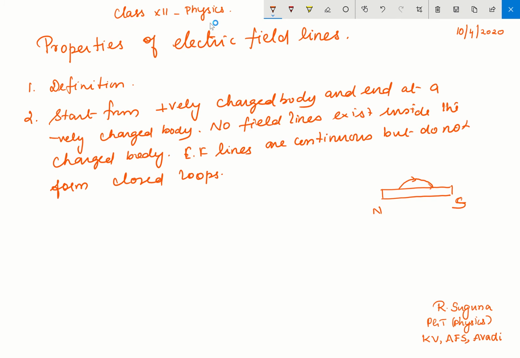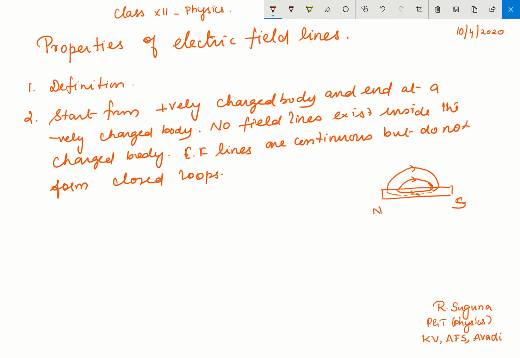Actually, it forms a closed loop. After that, it forms a closed loop like this. Inside the body, it goes from south to north. Outside, it is going from north to south. Are you following? Therefore, outside the magnet the field lines are from north to south, and inside it is going from south to north. So they form a closed loop. This is how magnetic field lines are.